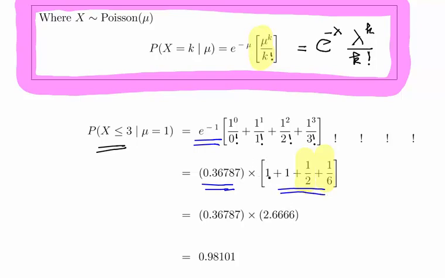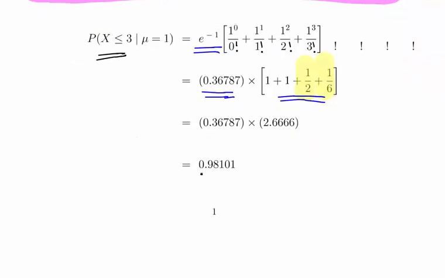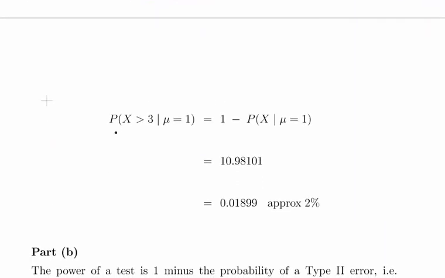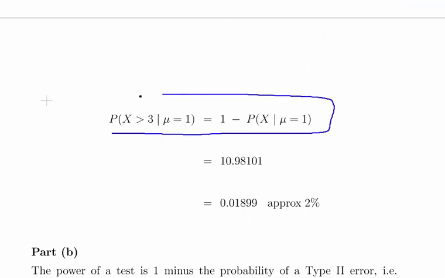So we add all those up: 1 plus 1 plus a half plus 1 over 6. That gives us 0.36787 times 2.6666. When we multiply that out, we get 0.98101. Now, this is not the power of the test; this is the probability of type 1 error. So this is the probability of x greater than 3 given that mu is equal to 1. That's the complement of what we've just calculated.